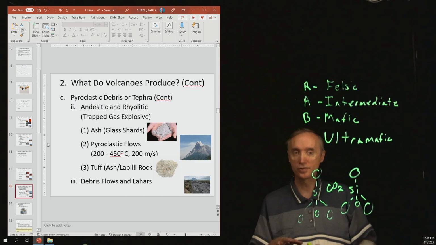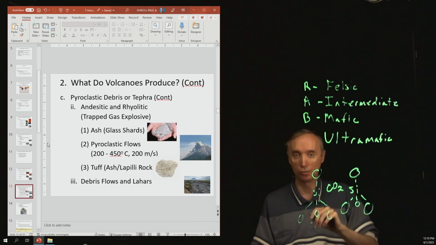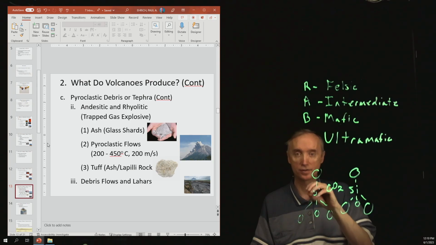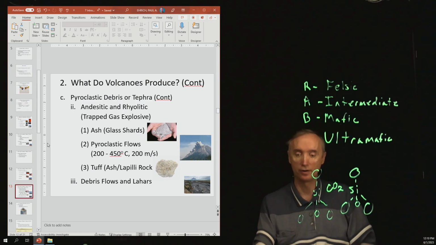Okay, then you can also have debris flows and lahars. This is what happens when you take the ash and the rocks and stuff and mix it with water, and it becomes a mud. As that mud flows down the volcano, that's a debris flow. And if it's really, really runny, then we refer to it as a lahar.